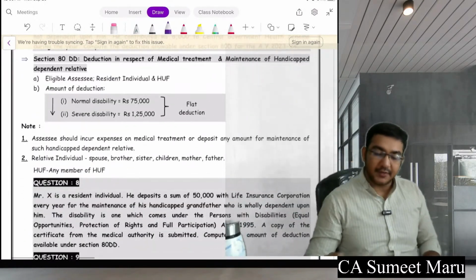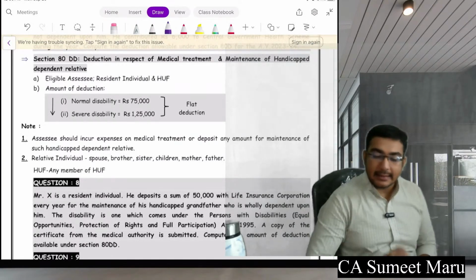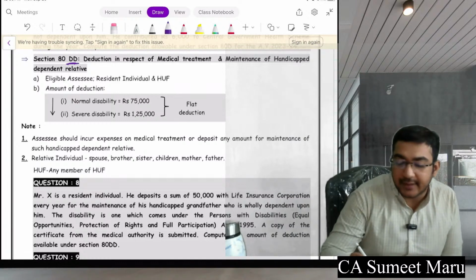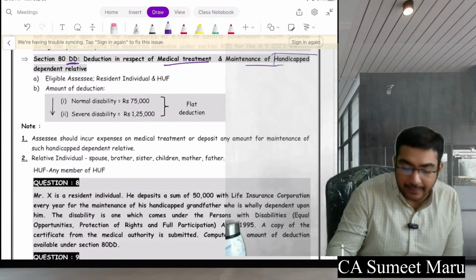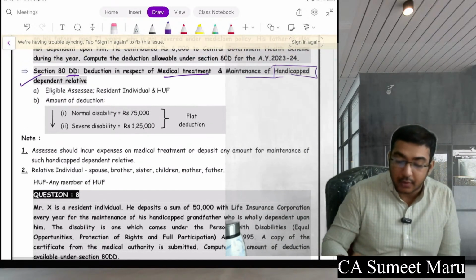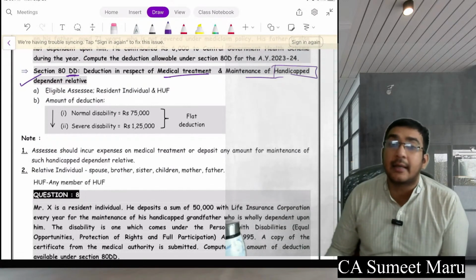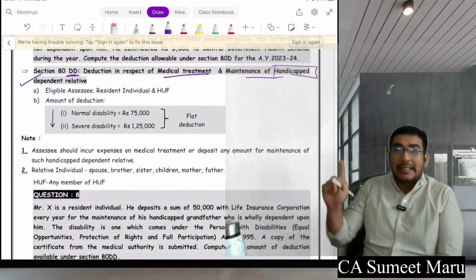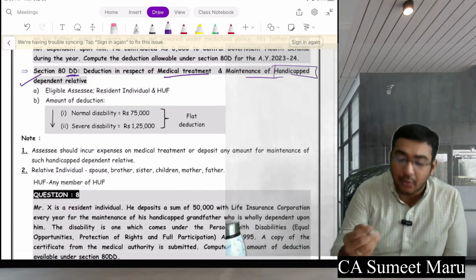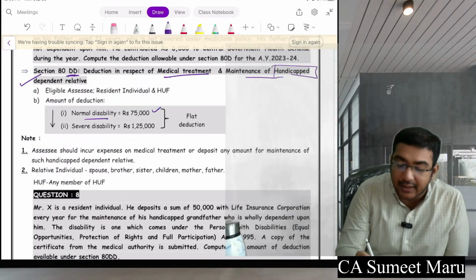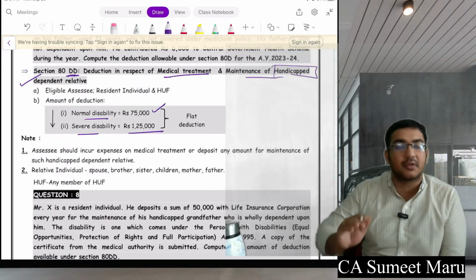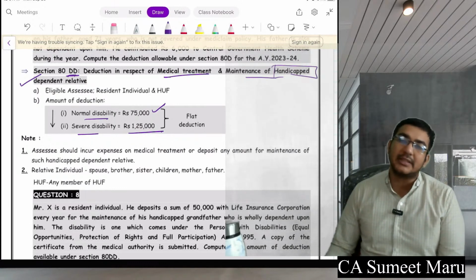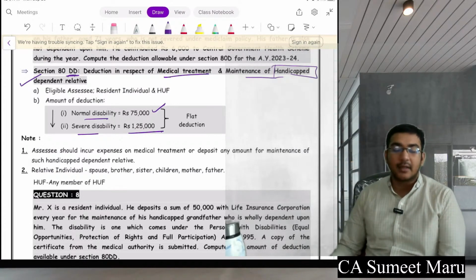Okay, let's go to section first. Next section is 80DD. DD is your double doctor. Deduction in respect of medical treatment and maintenance of handicapped dependent relative. So this is given to your relative. Okay. For assessee himself, that is 80U. When it is given to relative, if the normal disability there is 75,000, severe disability flat deduction, no percentage or anything like that. Flat deduction. If he is suffering from normal disability 75,000, severe disability 1,25,000.